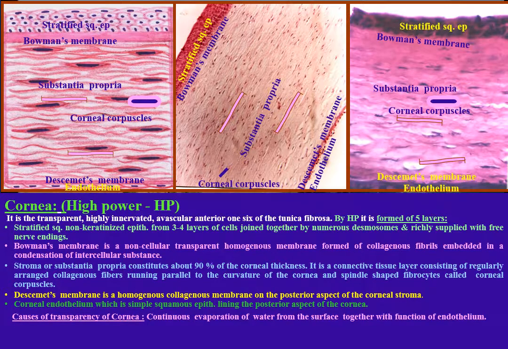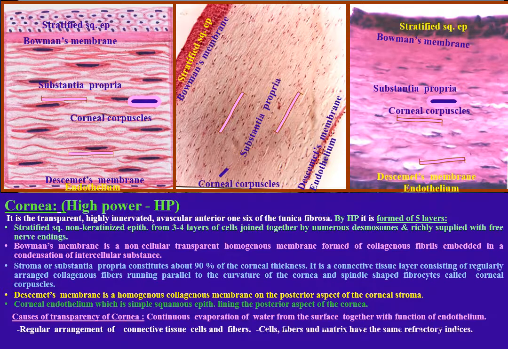Causes of transparency of the cornea: continuous evaporation of water from its surface together with the function of the corneal endothelium, which prevents excessive hydration of the stromal matrix that would result in opacification of the cornea. Regular arrangement of the connective tissue cells and fibers. The cells, fibers, and matrix have the same refractive indices. Absence of blood vessels and lymphatics from penetrating the cornea.